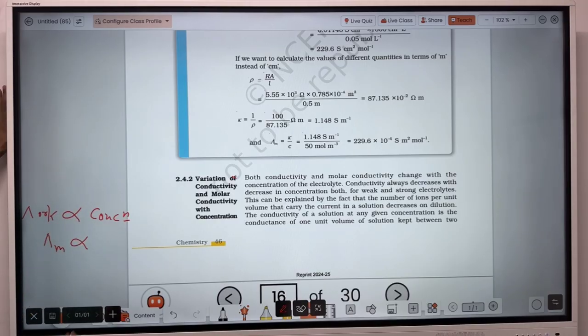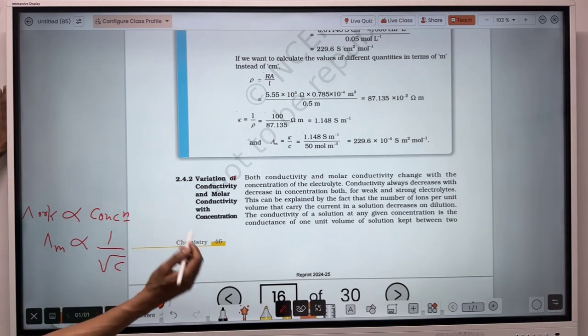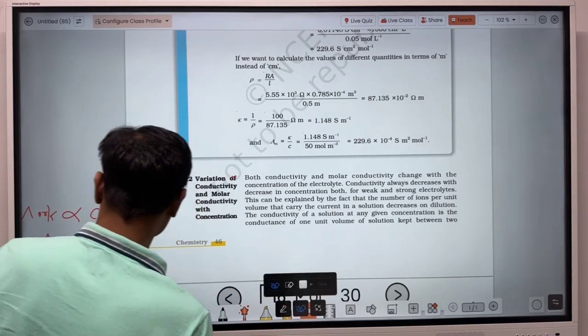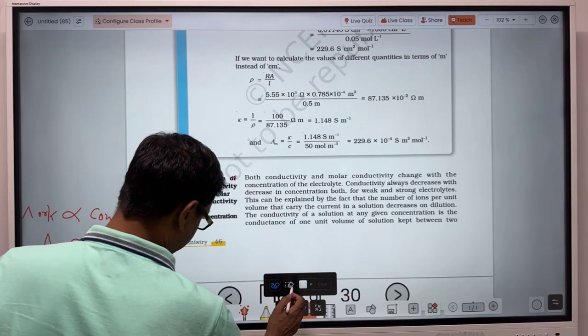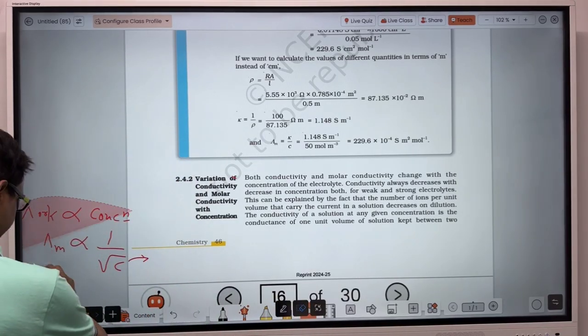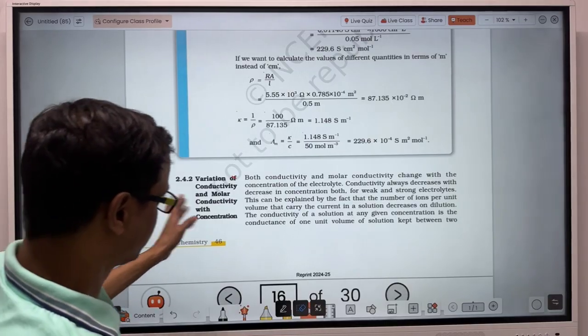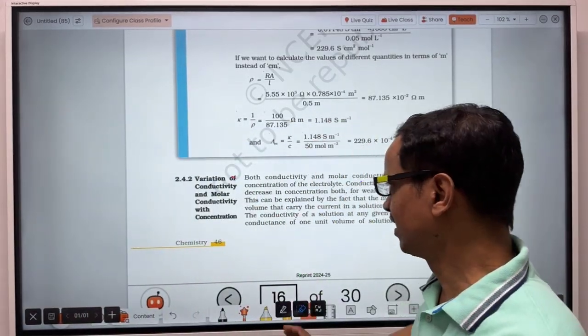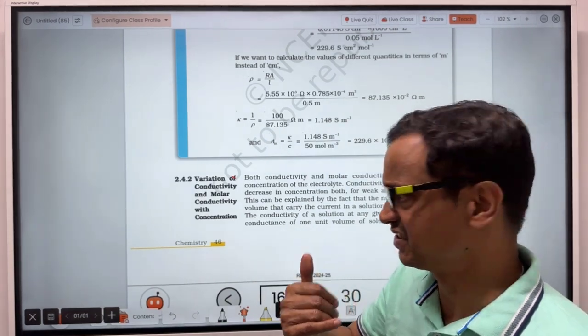So here, what about the relationship? 1 upon under root C. About that you will study in case of a strong electrolyte, and in case of a weak electrolyte that will be different. So here it is for a strong electrolyte, the same relationship for a weak electrolyte. So you may say that on diluting the solution, the conductivity will decrease while the molar conductivity will increase.